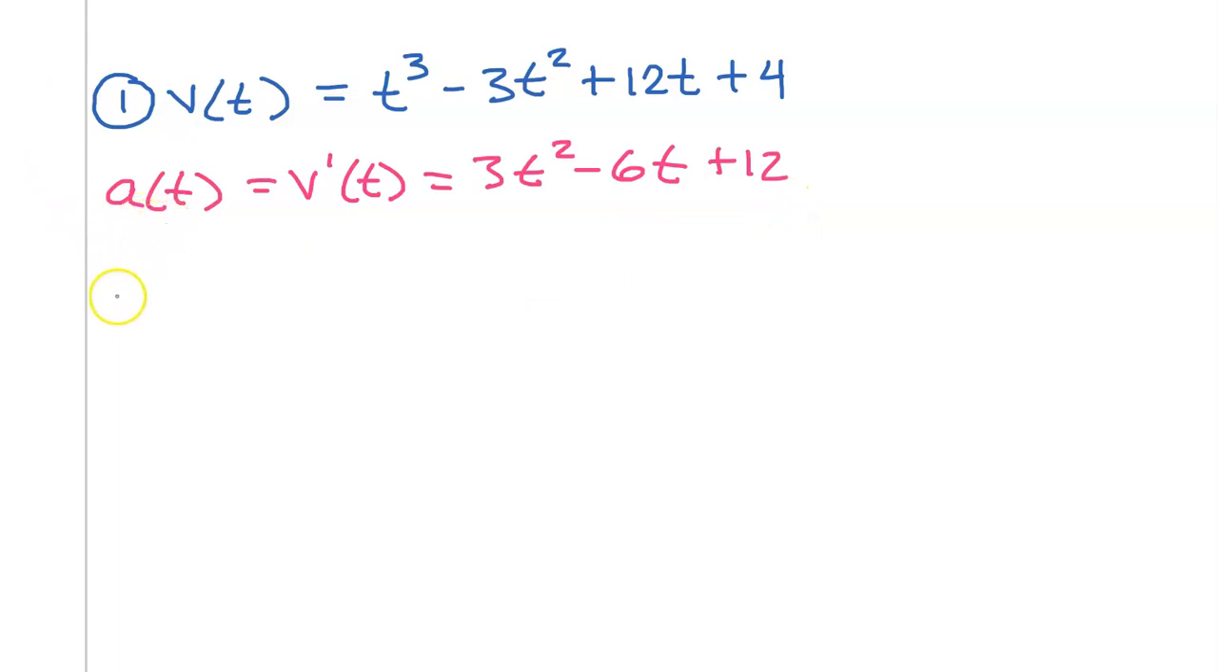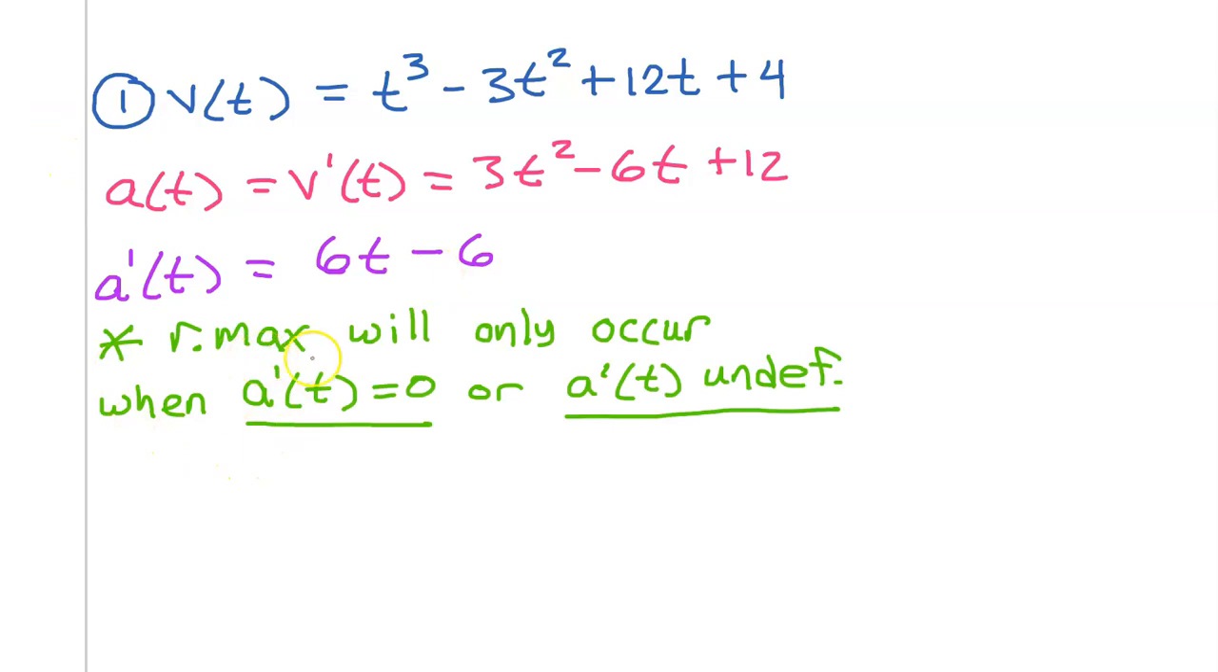In order to maximize acceleration, we will actually need the derivative of acceleration. So doing the power rule again, we get 6t minus 6. A relative maximum will only occur when a prime is equal to 0 or when a prime is undefined. Since a prime is a polynomial, it is defined everywhere, so we don't have to worry about this option. But where is a prime equal to 0?